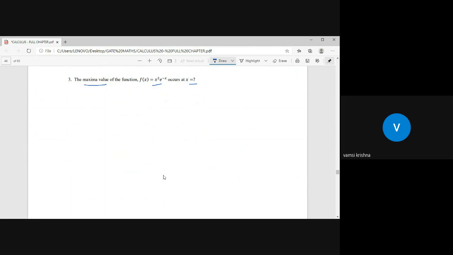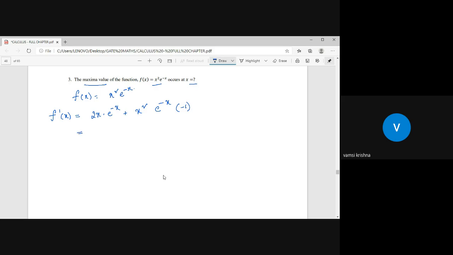Yes, sir, let us see. Given function f of x is equal to x square into e power minus x. Now, if you take f dash of x, differentiation, what do you get? u dash v plus v dash u. So x square differentiation is 2x, 2x into e power minus x plus, the second time, x square into e power minus x differentiation is e power minus x into minus 1. Minus x differentiation is minus 1.